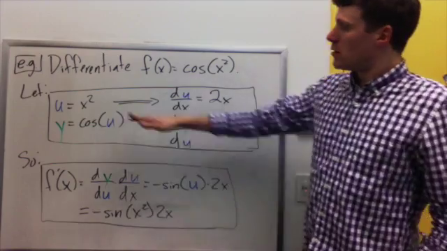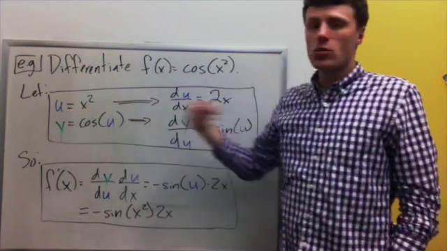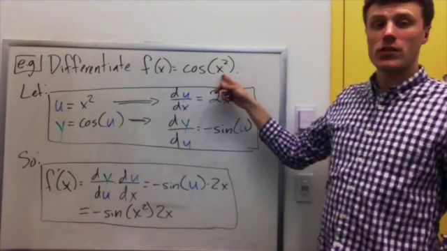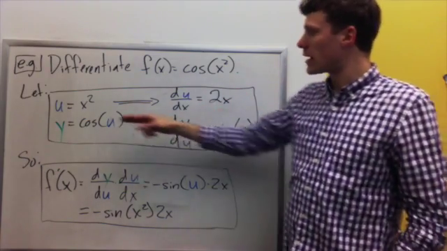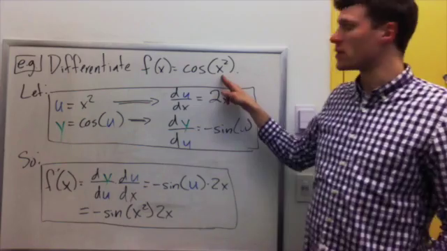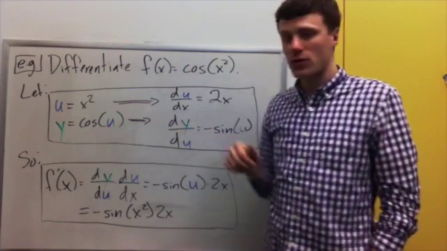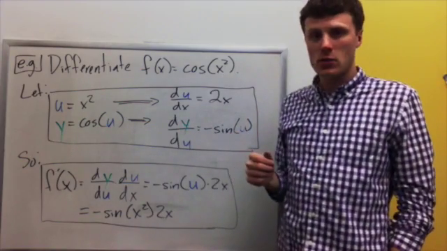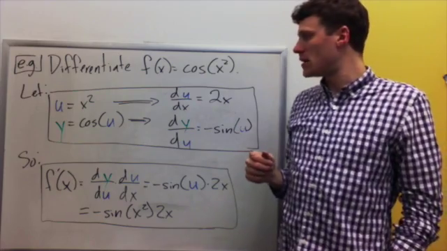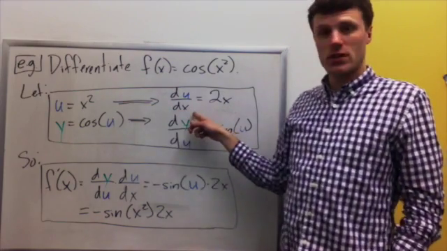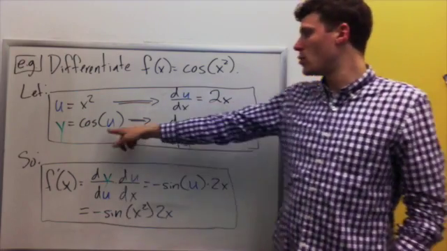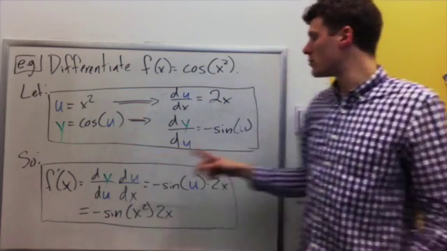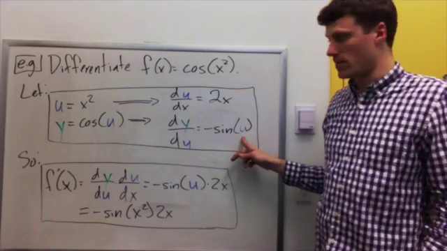So, the inner function is u. I introduce a new variable u, which is x squared. Okay, so since the inner function is u, I can write y as cosine of u, because x squared is u, y is cosine of u. Now I evaluate du dx and dy du. Du dx is the derivative of x squared, which is 2x. And dy du is the derivative of cosine of u, which is negative sine of u.